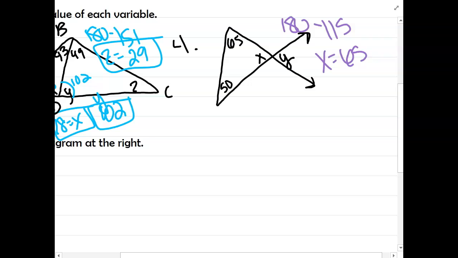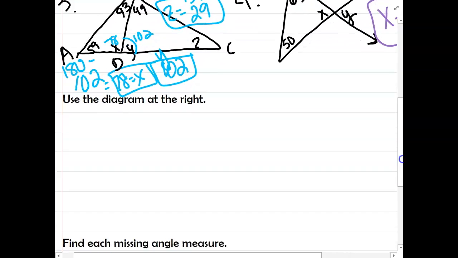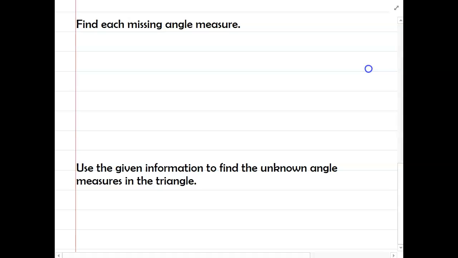How are you going to find Y? It's the same, right? How do you know it's the same? What's that word? Vertical. They are vertical angles, so they are both going to be 65. Okay. All right. Let's try.